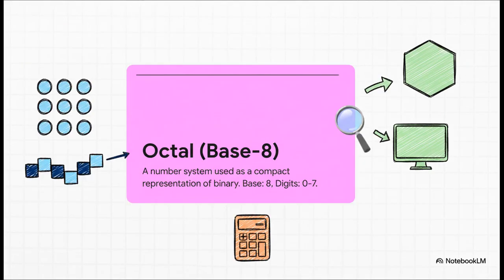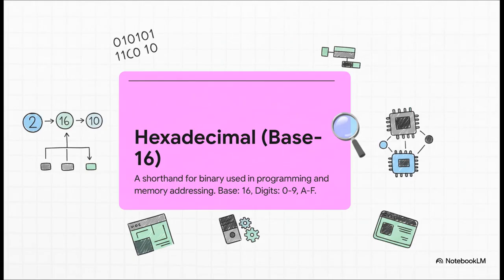Then we've got this one, octal, or base 8. It uses 8 digits, from 0 to 7. Now, you won't see this one quite as often, but it has some really specific, important jobs. For example, it's used in operating systems like Linux to set file permissions, who can read, write, or run a file.